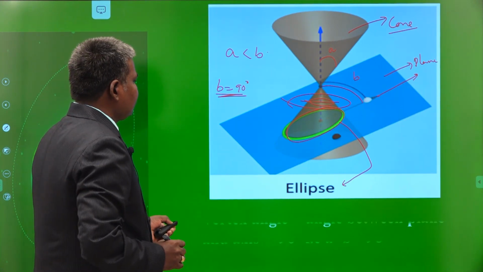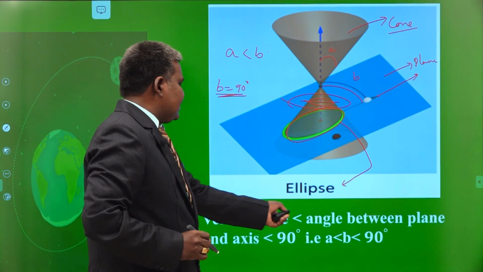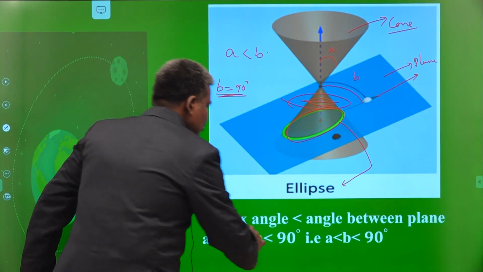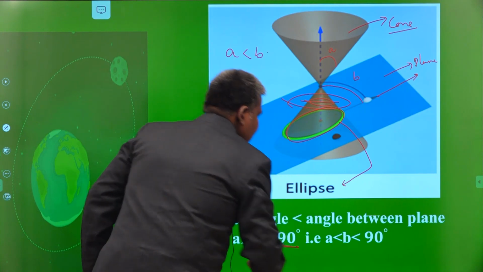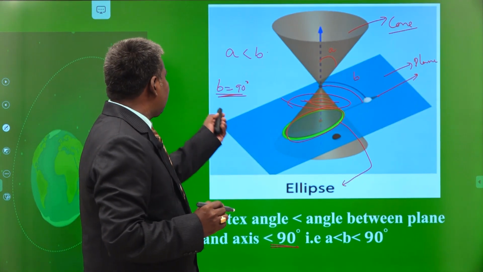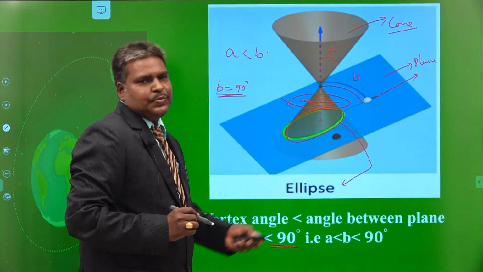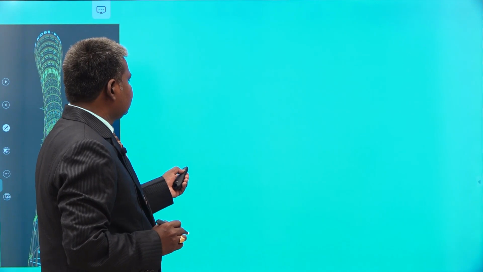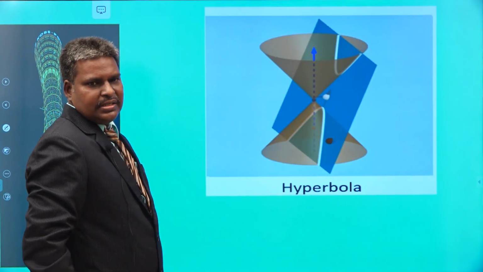Okay. The vertex angle is less than the angle between the plane and axis, which must be less than 90 degrees. That is, A less than B less than 90 degrees, we obtain the conic, that is ellipse. Now let us see the third one. This is the third case.